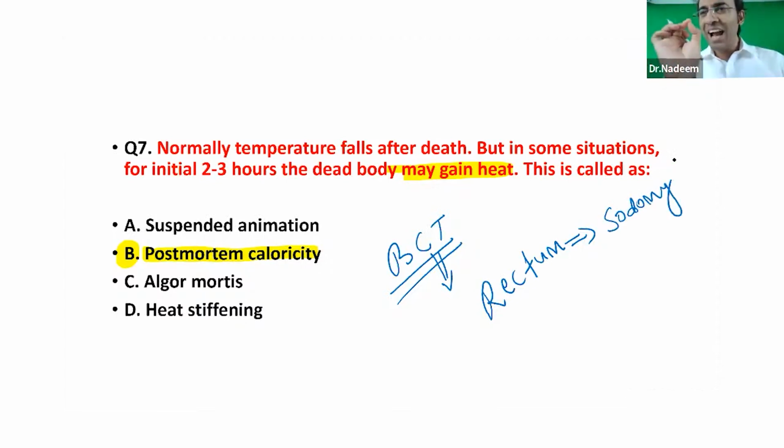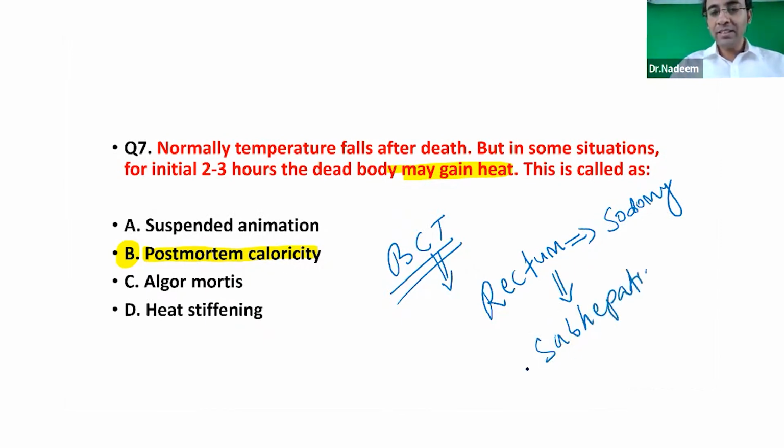Overall, the most ideal site to measure body core temperature is subhepatic. This is the most ideal. This is an easy method actually. This is the most common method.